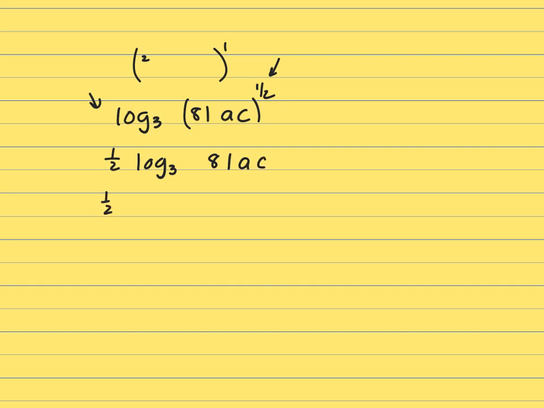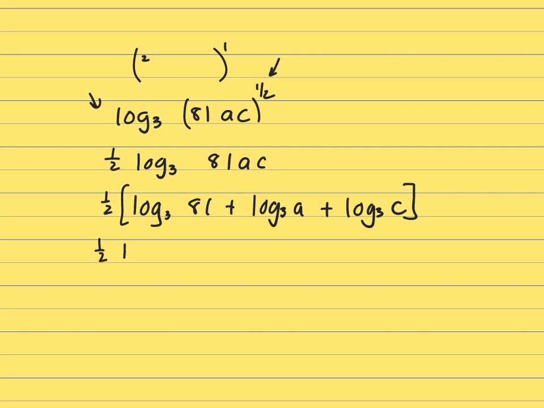Now let's expand this logarithm. This is 1/2 times log base 3 of 81 plus log base 3 of a plus log base 3 of c. Now, we'll have to distribute that 1/2, but for now, let's just leave it out front. This is log base 3 of 3 to the 4th. Let me erase that. 81 is 3 to the 4th, so 3 to the 4th, plus log base 3 of a plus log base 3 of c.